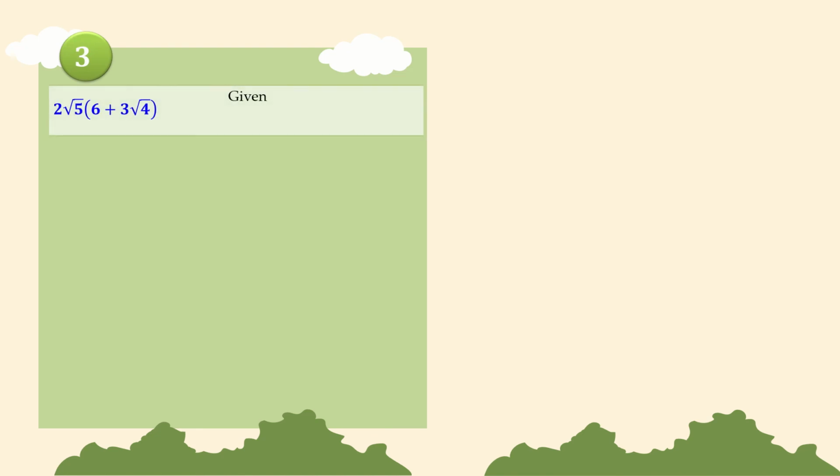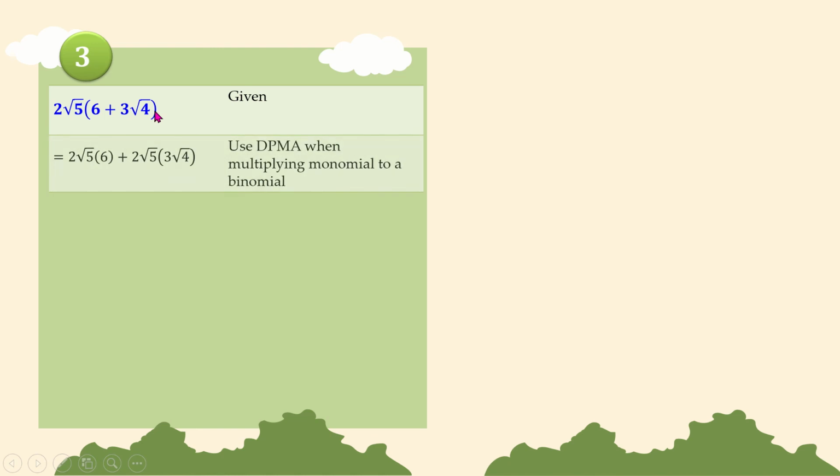Example 3. 2 square root of 5 times the binomial 6 plus 3 square root of 4. So, DPMA when multiplying a monomial to a binomial. The monomial 2 square root of 5 times the first term, 6, plus the monomial 2 square root of 5 times the second term, 3 square root of 4.